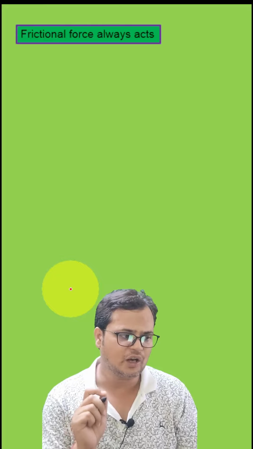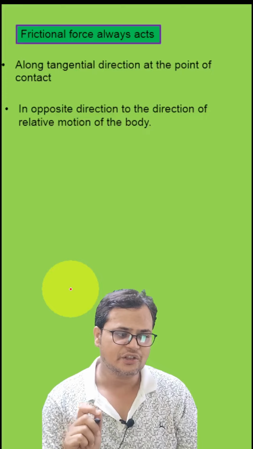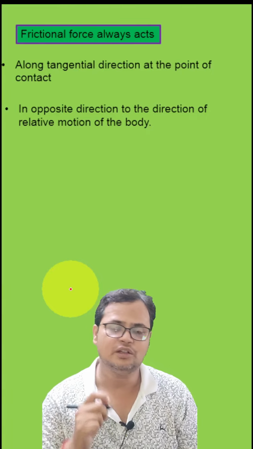Now, friction always acts along the tangential direction at the point of contact and in the direction opposite to the direction of relative motion of the body.